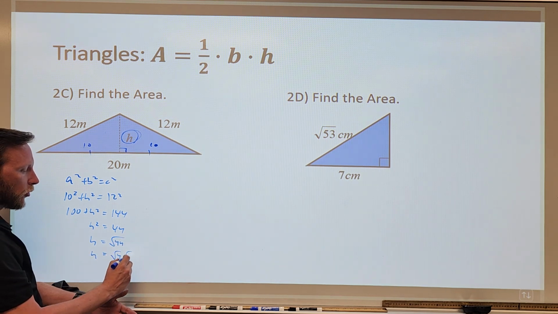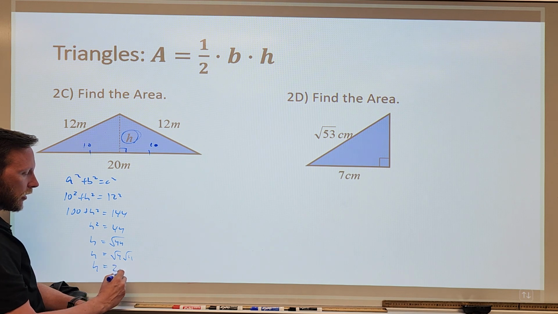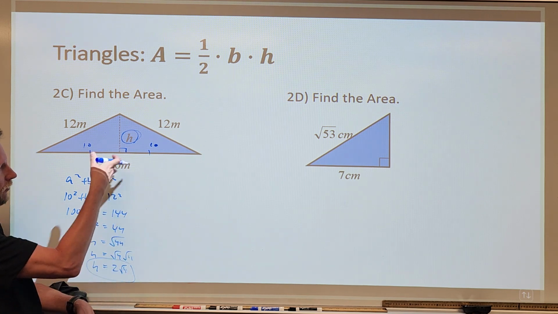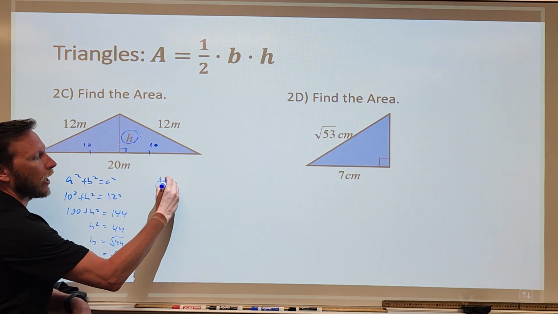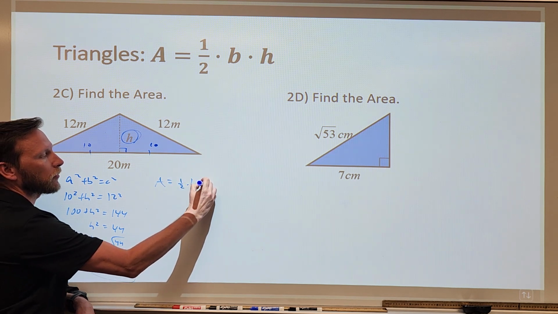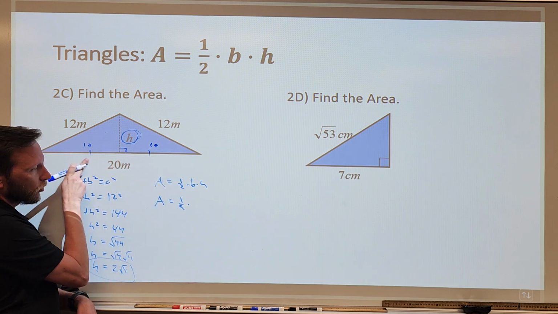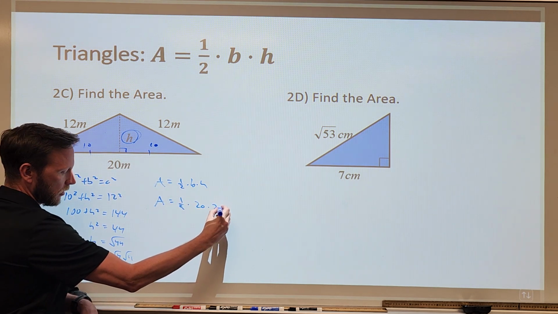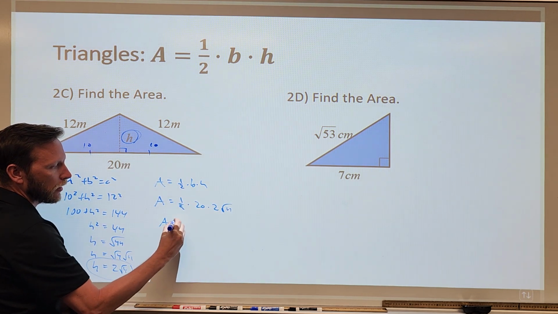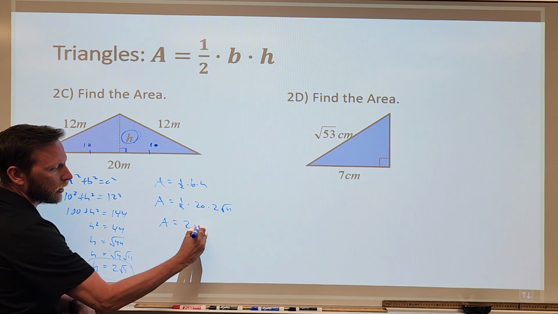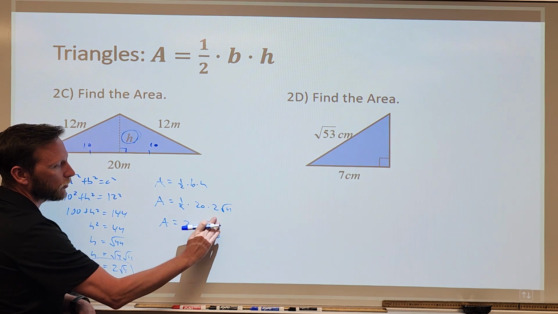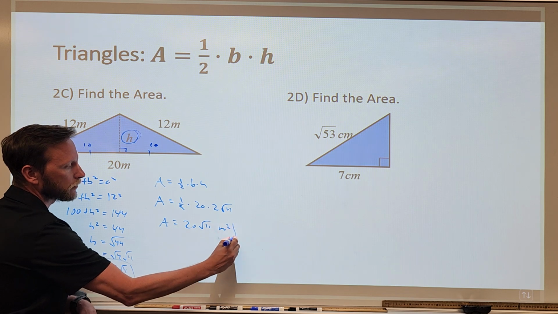All right, so we get the square root of 4 and the square root of 11. We get that the height is 2 square roots of 11 meters. So I have to do a little bit of Pythagorean theorem work before I actually do the area of the triangle work. The whole base here is 20. The height is 2 times the square root of 11. And so we end up with 20 times the square root of 11 square meters.